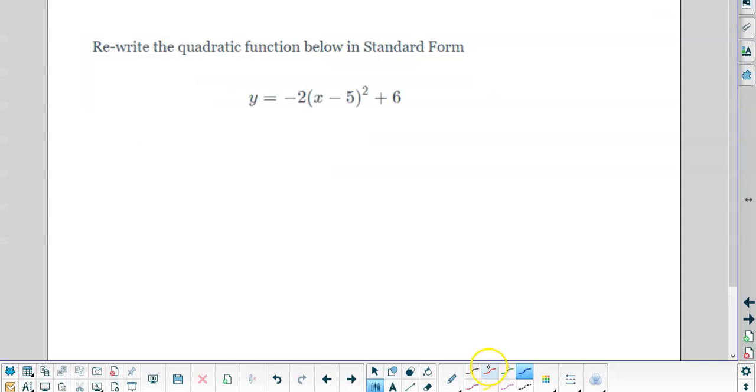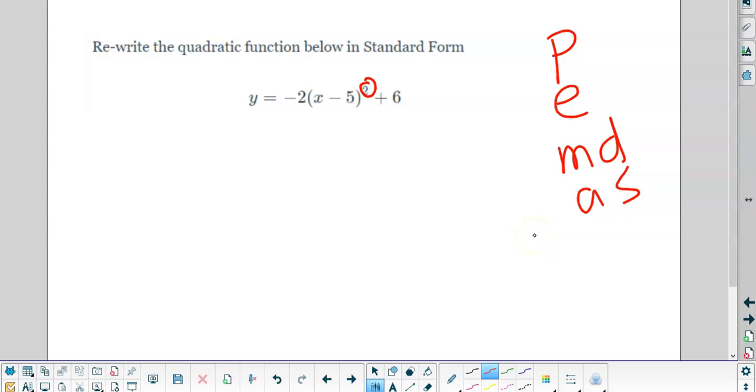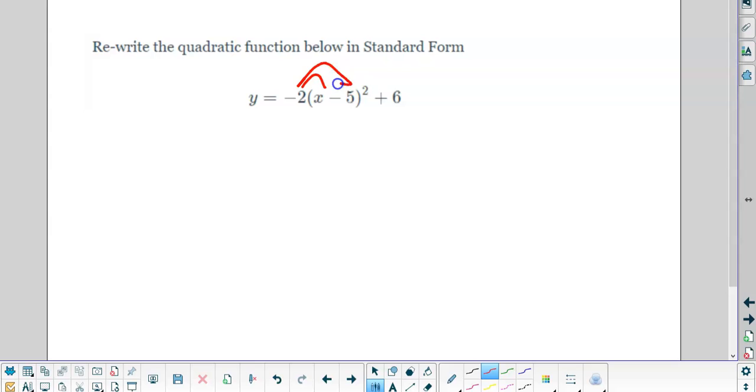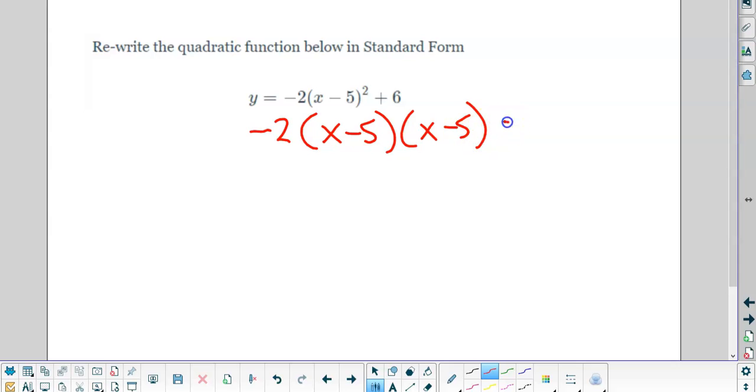So the first thing you need to understand is that exponents happen before multiplication and division. Right? Exponents happen before multiplication and division. So you can't just do this. I know you wish you could, but you can't. So we're going to get negative 2 times x minus 5 times x minus 5 plus 6.